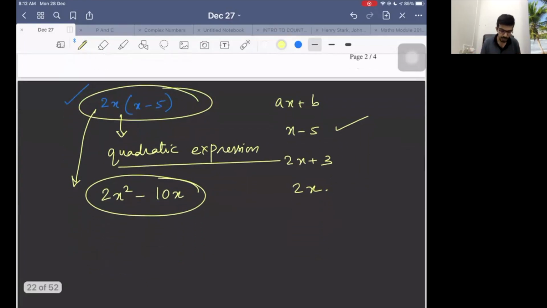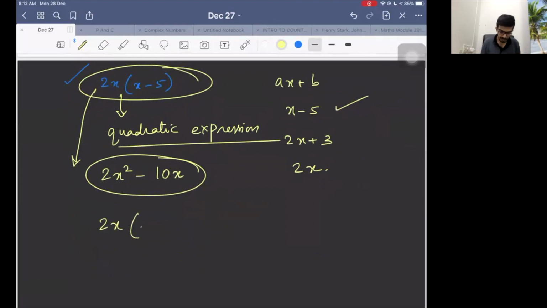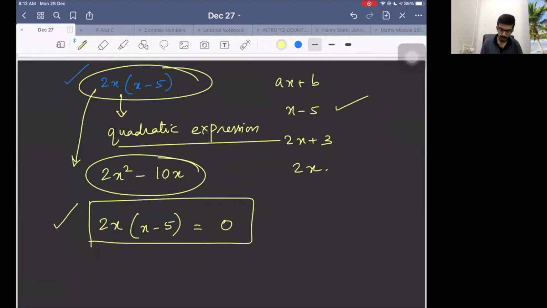You just have to see that 2x into x minus 5 has to be set as 0. In fact, this should not be 0. So the denominator becoming 0 is our problem. We are looking at points where the denominator is becoming 0. Is the denominator becoming 0? That is our question.